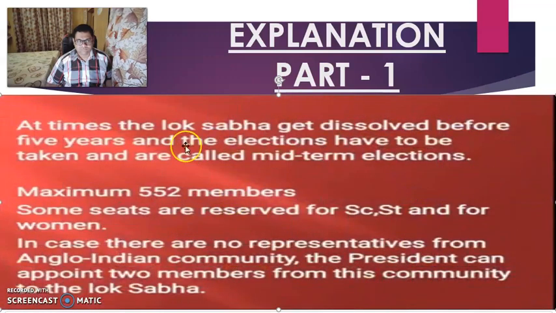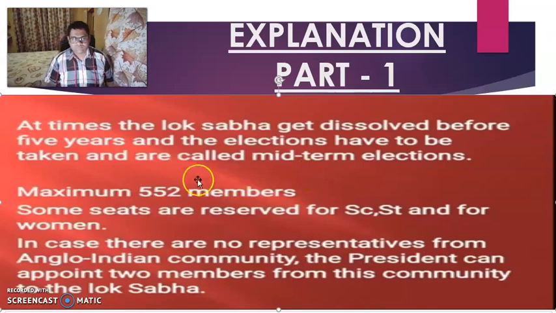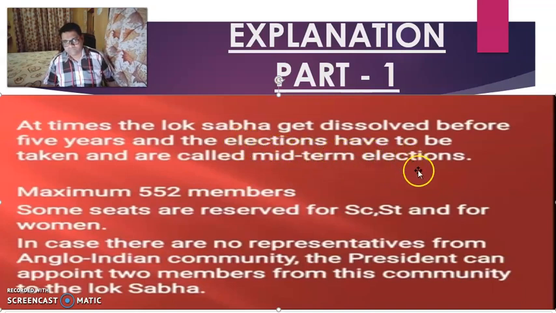Now, at times what happens? There are many cases in which the Lok Sabha gets dissolved in the middle. As I told you, once members become part of the Lok Sabha, their tenure is 5 years. But at times the Lok Sabha can get dissolved before 5 years, and again the elections have to take place. Such elections which take place before the 5 years are completed are called mid-term elections.